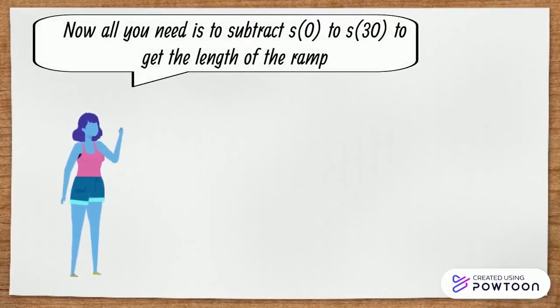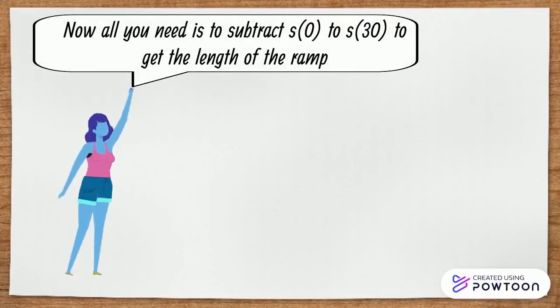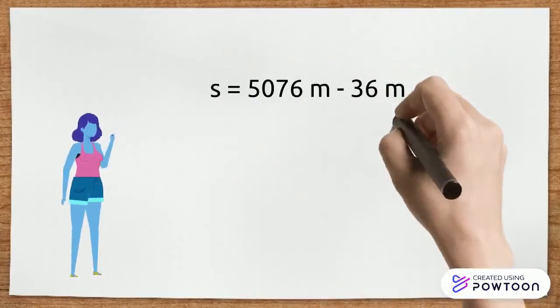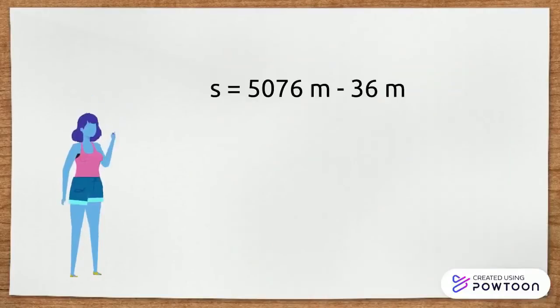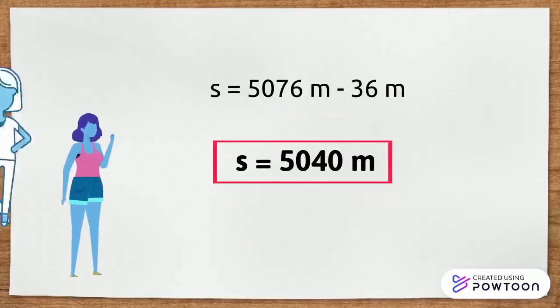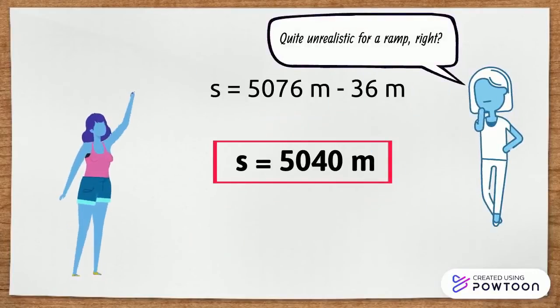Now, all you need is to subtract s of 0 from s of 30 to get the length of the ramp. That will be s is equal to 5,076 minus 36. The answer is 5,040. Therefore, the length of our ramp is equal to 5,040 meters. Quite unrealistic for a ramp, right?